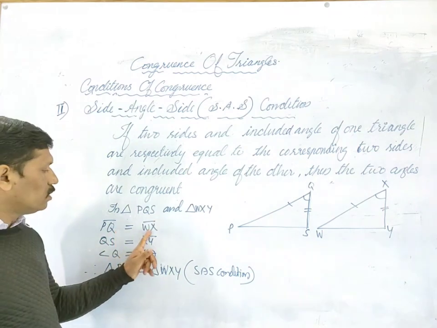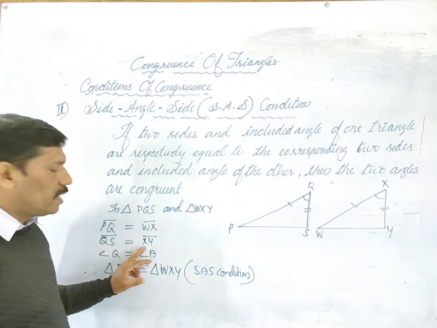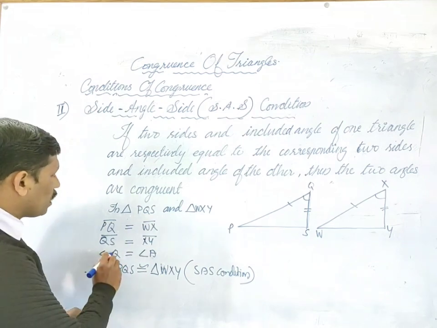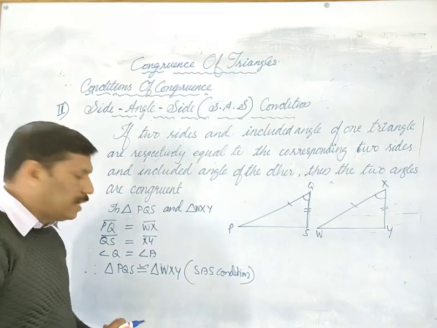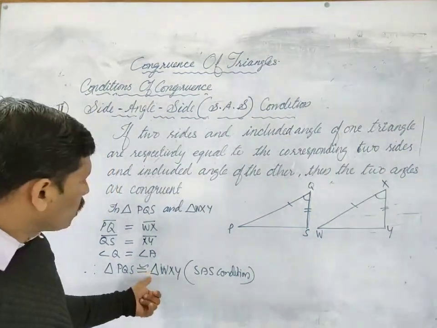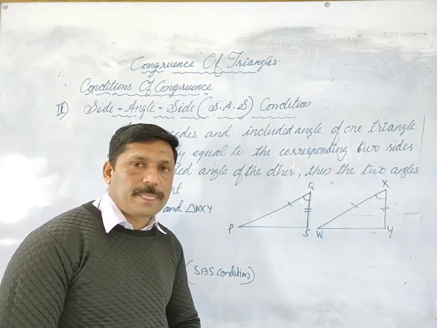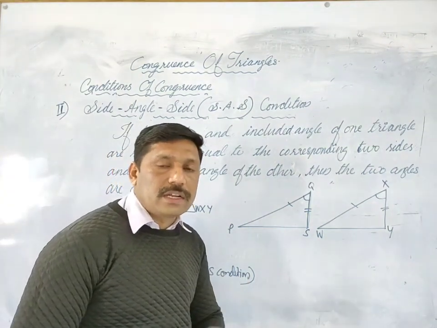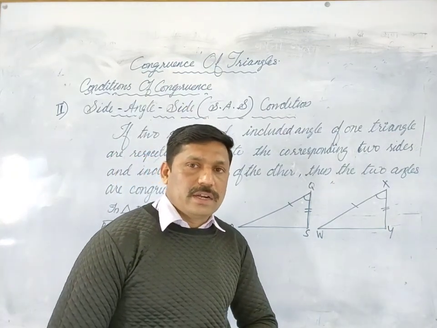PQ is equal to WX, side QS is equal to side XY, and angle Q and angle X are equal, that means the included angles are equal. So we can say that triangle PQS is congruent to triangle WXY by SAS condition. And if two triangles are congruent by SAS condition, their included angles are equal.